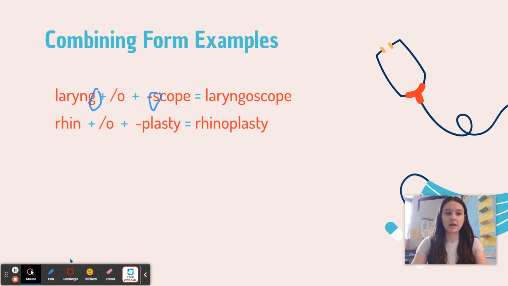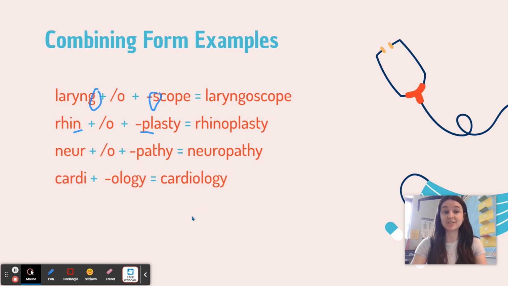Okay. Same thing. We have consonant, we have nose, and this is like a surgical repair. So a rhinoplasty would be like a nose job. Again, we have that combining vowel in there. Another one, neur and pathy. This is your nerves or your nervous system. Pathy means disease. So neuropathy, I use that combining vowel in between the two consonants.